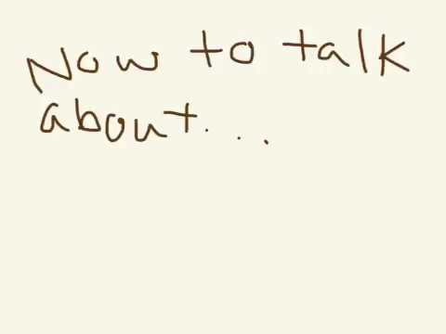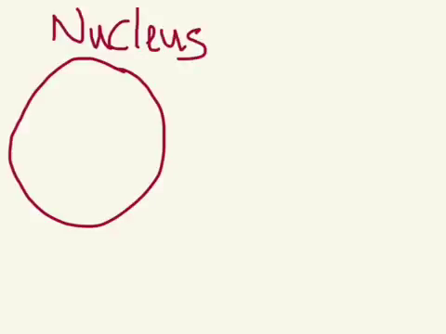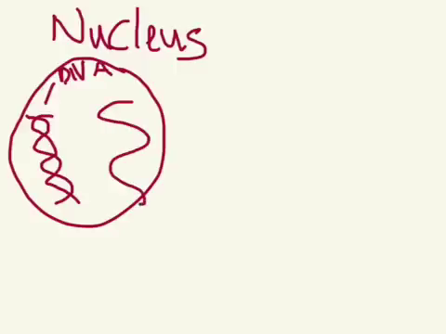transcription and translation. The diagram I'm about to draw for you is basically transcription and translation. So, as you can see, here's the nucleus. And then in the nucleus, there's DNA. Right here. DNA. And right here is RNA.